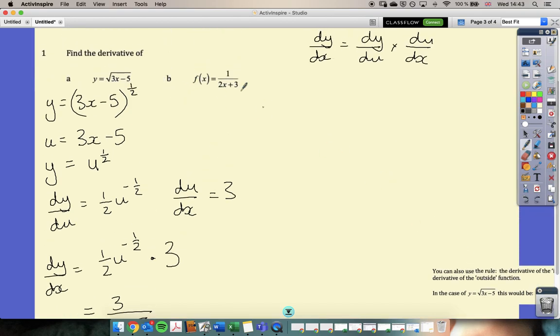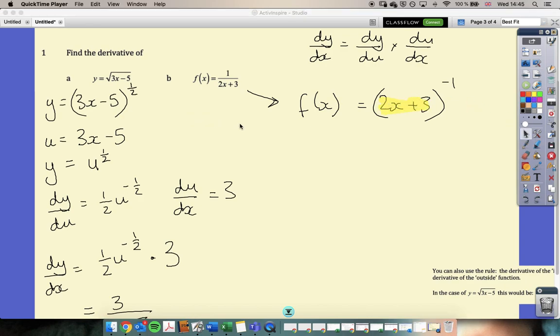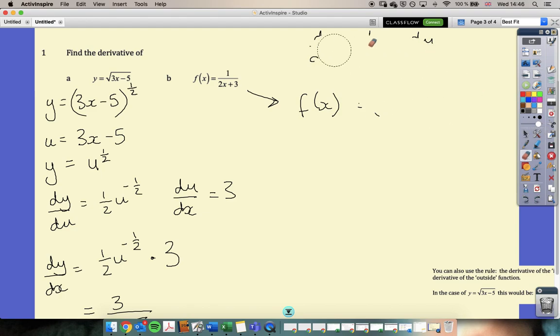Okay, so I think part B is really the same idea. We would think about this as 2x plus 3 and the power is negative 1, and clearly this is our inside function. So rather than going through this example, you can check your answer on the class notes. Let's take a look at a slightly different approach to the chain rule, which you may prefer.